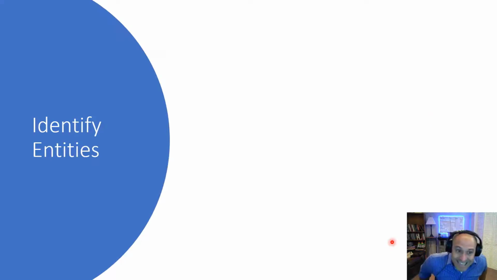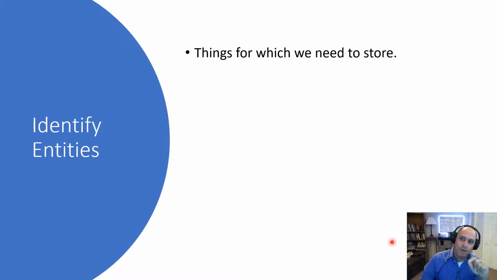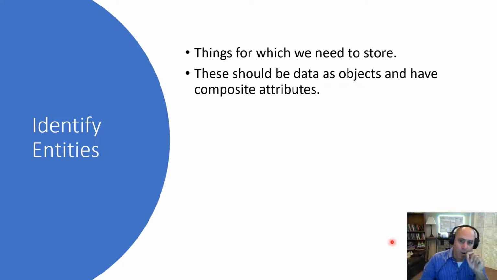So, step one, identify the entities. Entities are the things we need to store. These should always be data as objects, meaning they should be these composite type attributes, right? So we remember there's data that's atomic, and then there's data as object. And we're talking about multiple atomic elements that build up one piece of data. That's what an entity is.